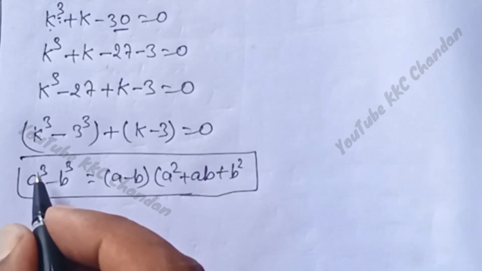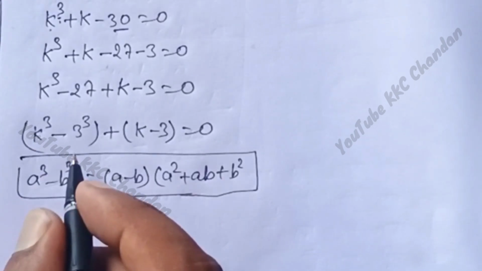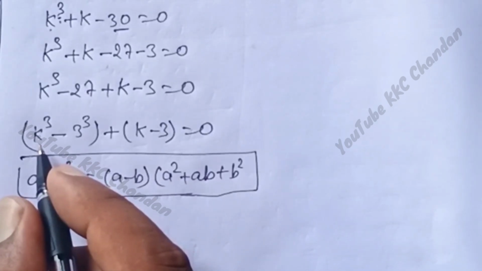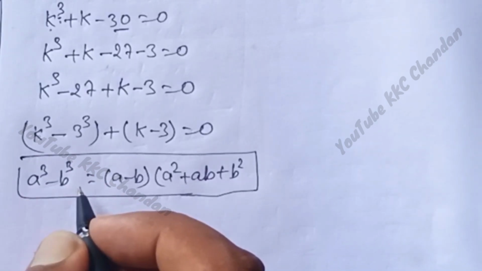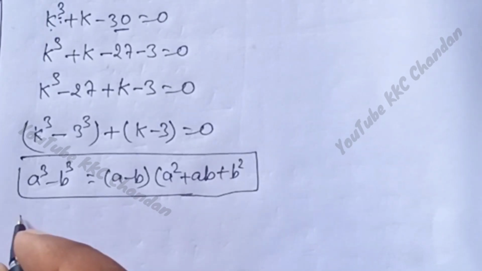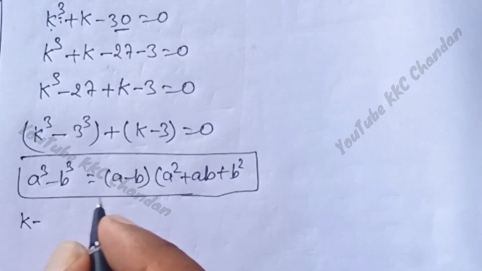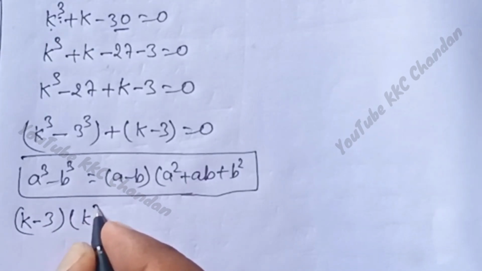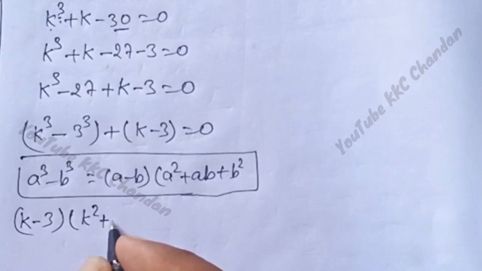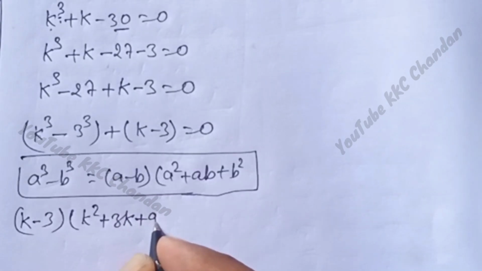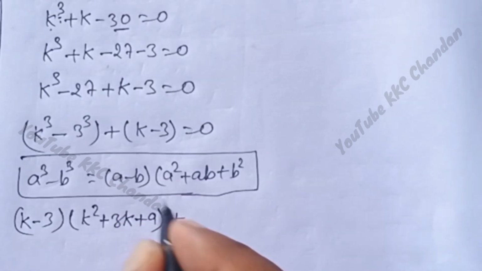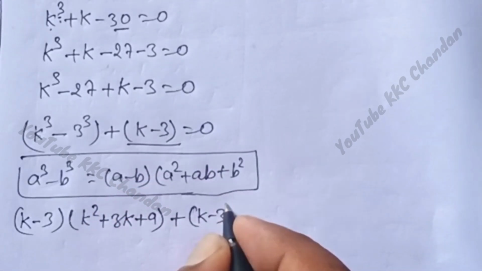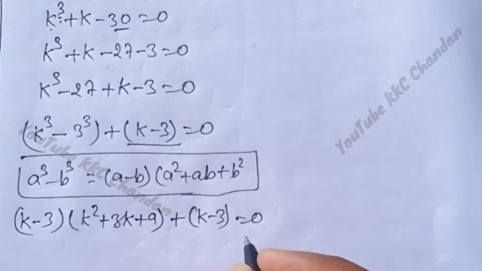After that, see here, in k cube minus 3 cube, k means a, 3 means b. In place of a, put the value of k. In place of b, put the value of 3. See here, a means k, b means 3. After that, into k square plus 3k plus 9. After that, plus this bracket open, k minus 3 is equal to 0.